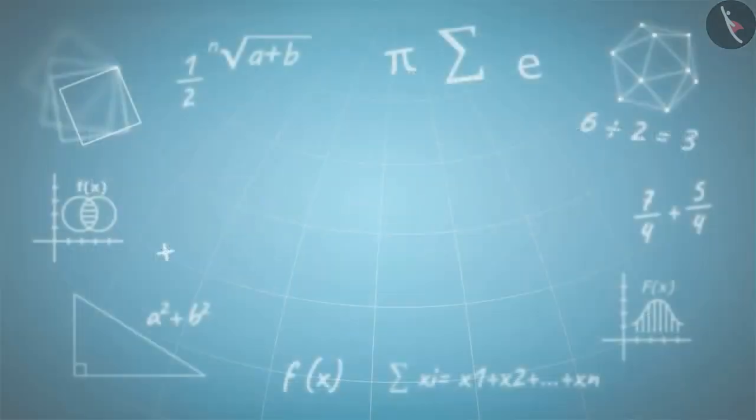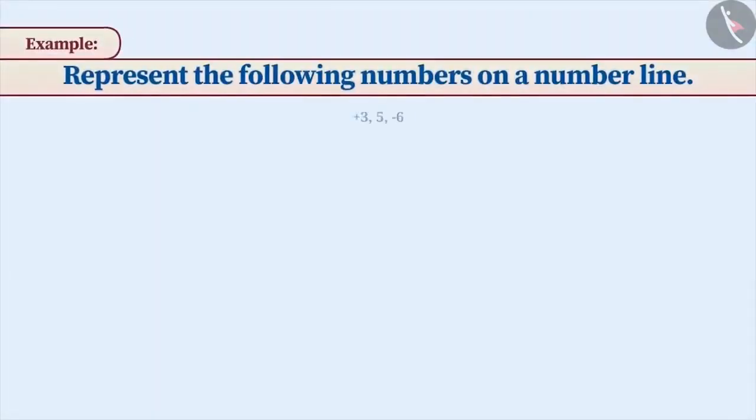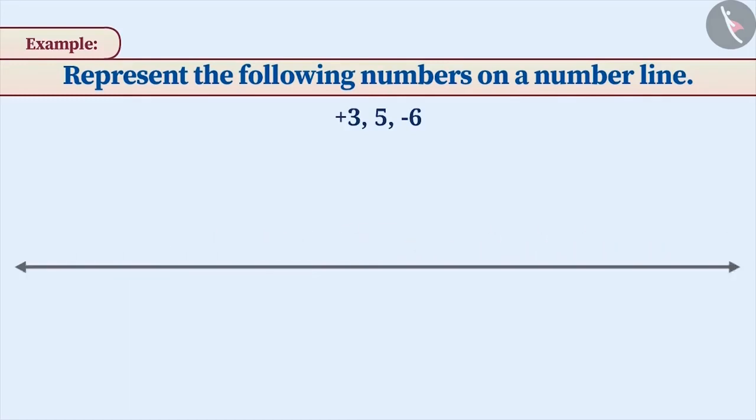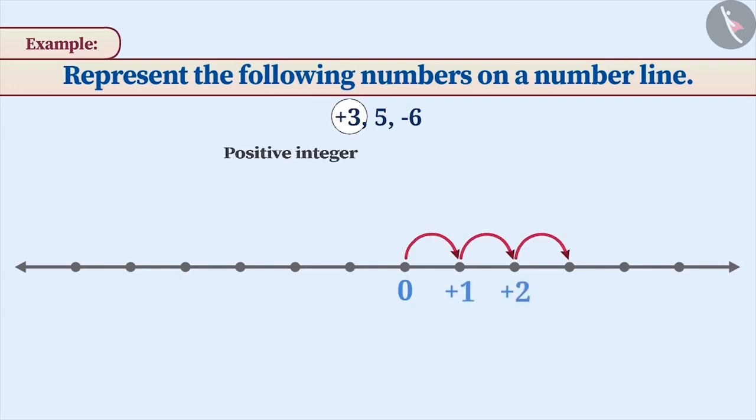Following concept of integers. Represent the following numbers on a number line. To represent a number on the number line, first draw a line and mark some points at equidistance. Mark any point as 0. The first number we have to mark is plus 3, which is a positive number. Move 3 places to the right and mark the number that you arrive at as 3. This is 3 points to the right of 0.